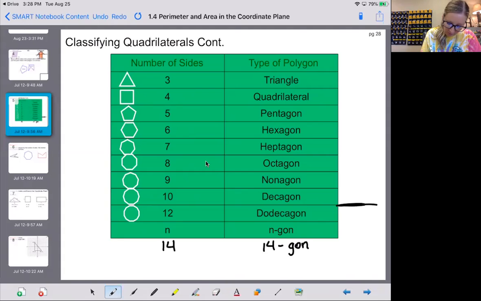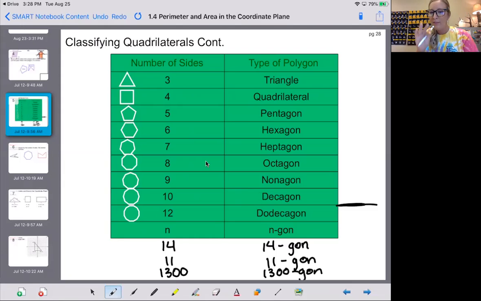Okay, so for example, if it was 11 sides, you would call that an 11-gon, since I'm not making you memorize that. If it has, let's say, 1,300 sides, that would be called a 1,300-gon. Okay, so you get the point there. If I don't give you the name for it on this list, then you can just put the number in the front and say gon right afterward. All right, let's move into actually doing some examples.